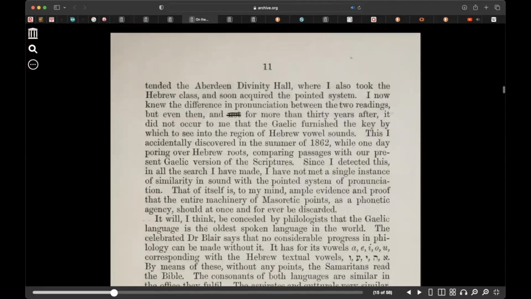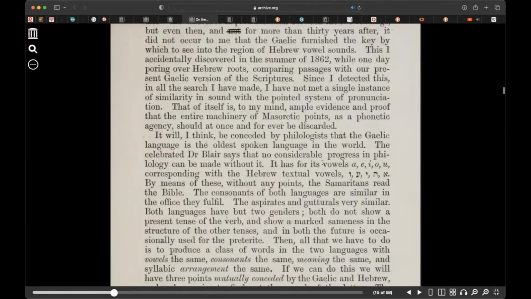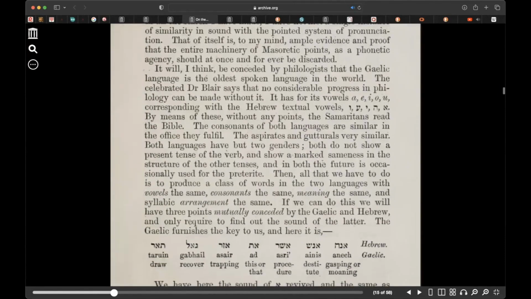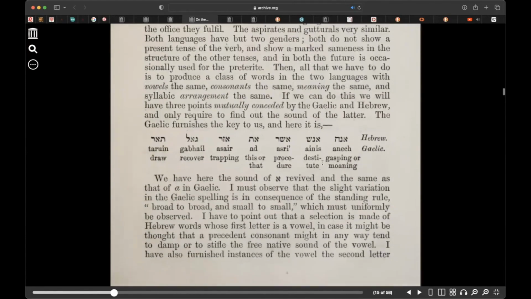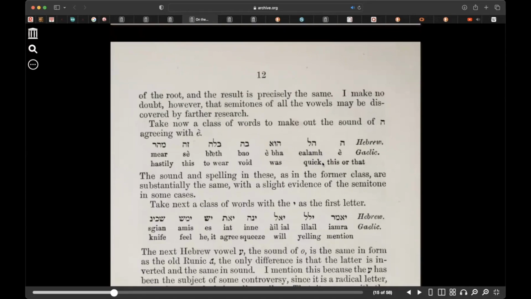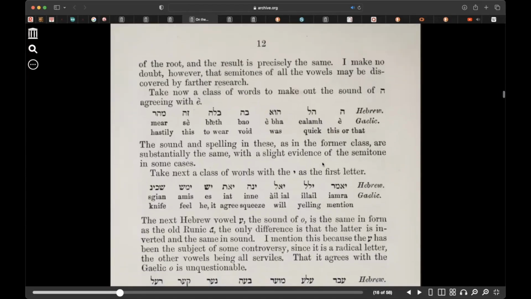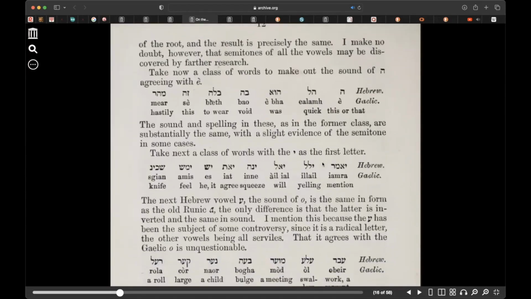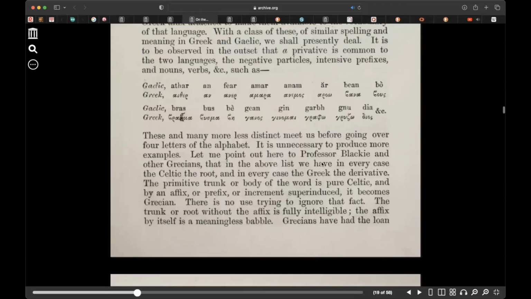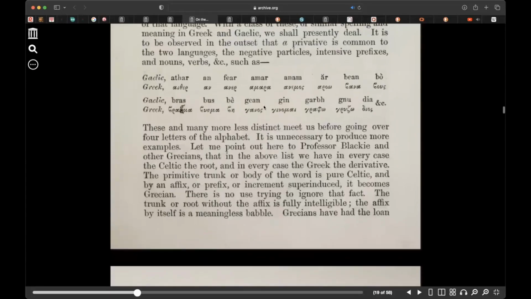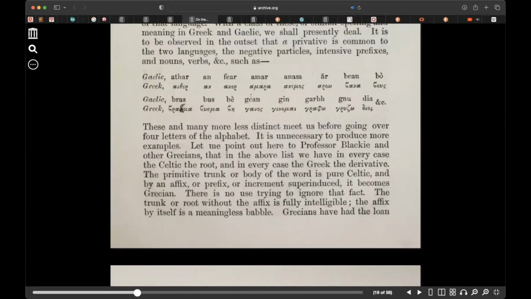All right, so it's a great book. He breaks down a lot when it comes to the vowels and the consonants and how it's used in the Gaelic and how it's used in the Hebrew. And once you understand how it's used, you can see the similarities between both. Here is showing some examples with the Gaelic and the Greek. Remember, Greek comes from the Paleo-Hebrew as well.